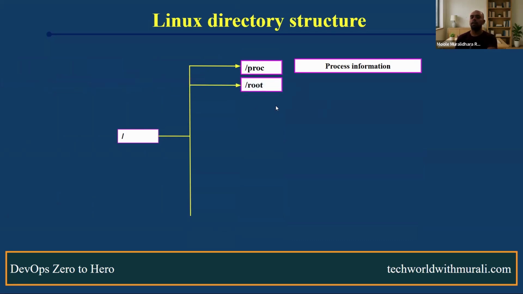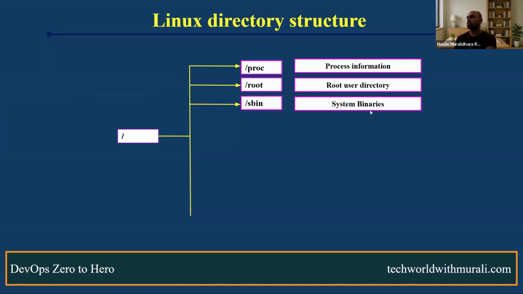If you remember, when you log in, by default you are in the root directory. From there, if you want to switch from one directory to another directory, we can do that. This is the root user directory. Next one is sbin, system binaries. This one also system binaries. bin is nothing but binaries, user related. sbin is nothing but system binaries.